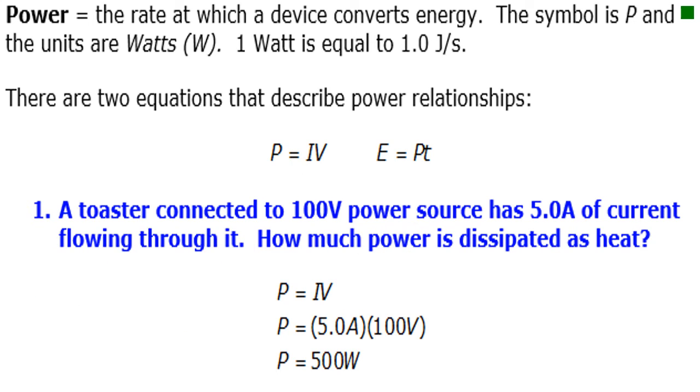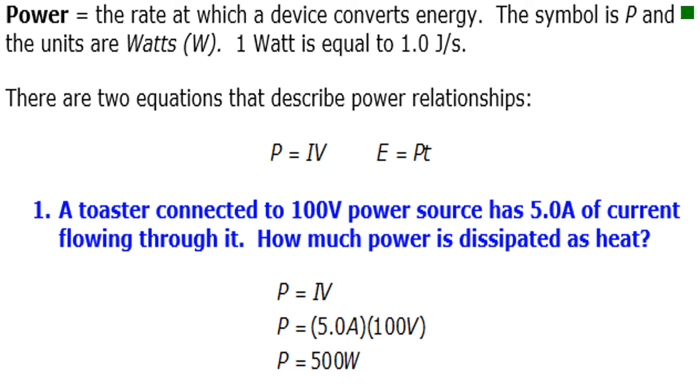Power is another calculation. Power is the rate at which a device will convert energy. The symbol is P and the units are watts. So 1 watt is equal to 1 joule per second. There are 2 equations that describe the power relationships. Power is equal to the current times the voltage. Energy is equal to power times time.